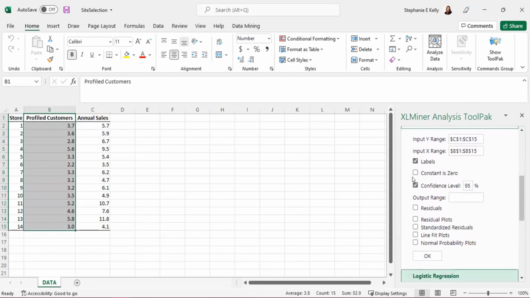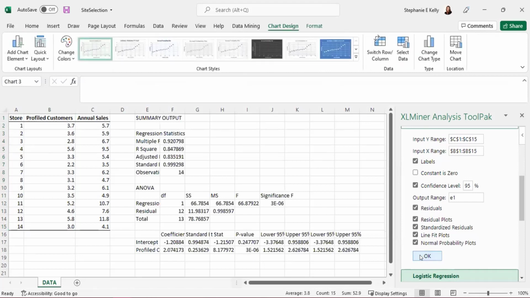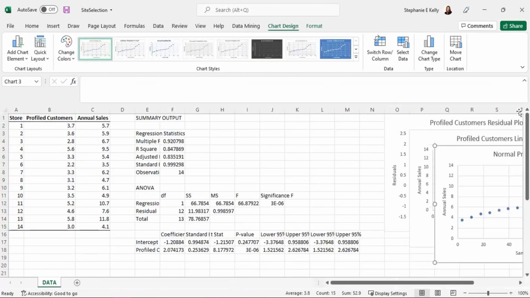I'm not going to assume that the constant is 0. This means making the assumption that when you plot your regression line, the y-intercept will be 0. There's no need to assume this. I'm going to tell it to start outputting the data in E1, and I'm going to tell it that I want all of the options. And when I do that, I get a lot of output.